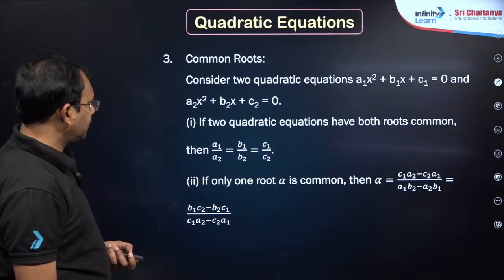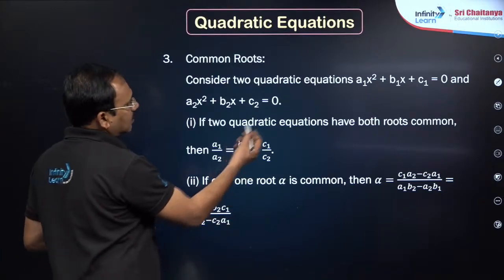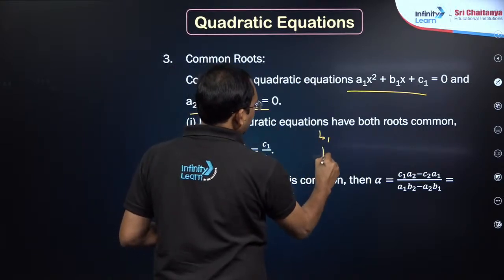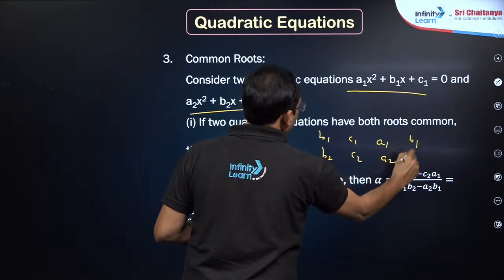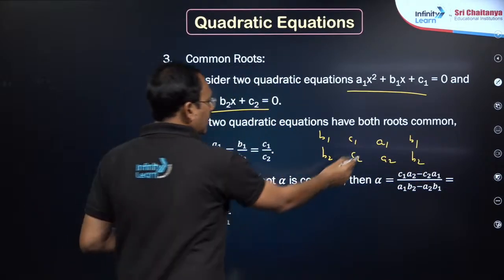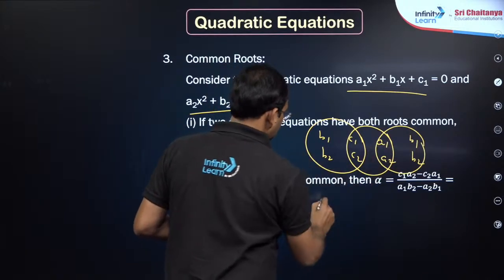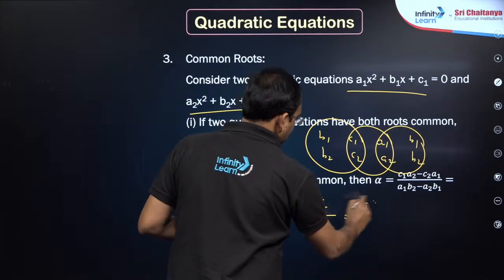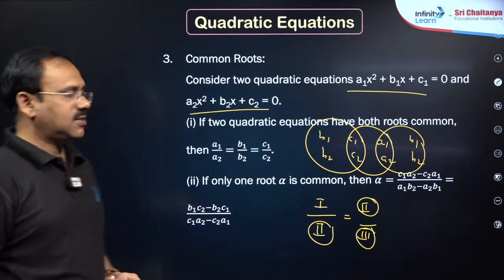The next, if they have a common root, you know how to write. If two quadratic equations have a common root, you just write a1 b1 c1, a2 b2 c2, and repeat a, b. So if they have a common root alpha, that is given by first determinant by second determinant, which is equal to second by third. You just write this condition, they will have a common root, dear students.